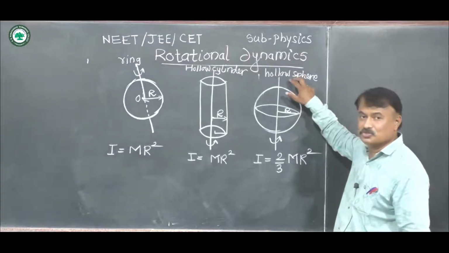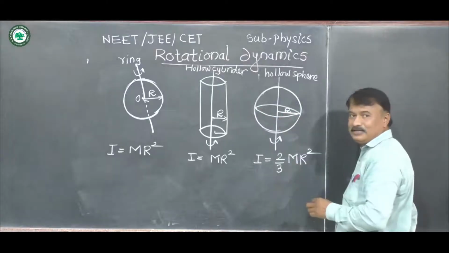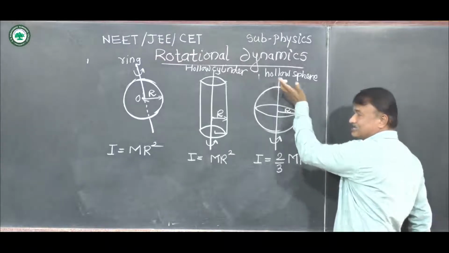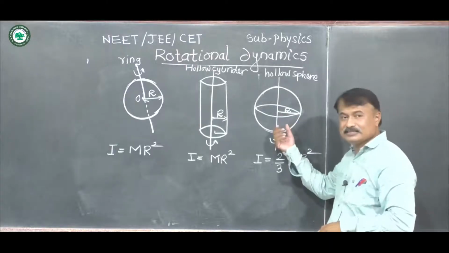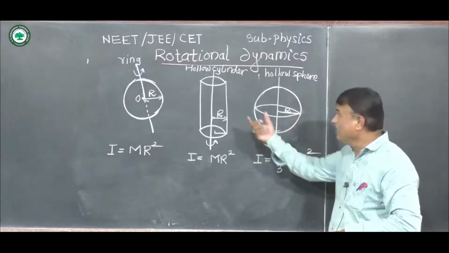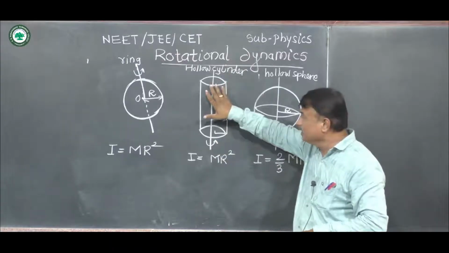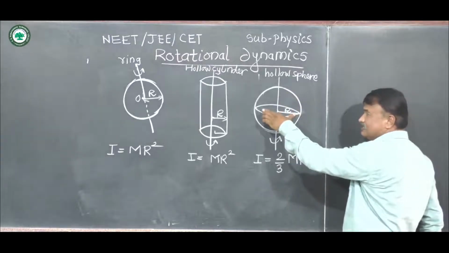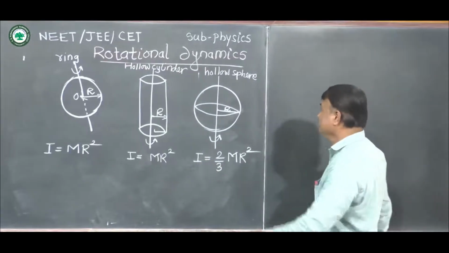Here we consider a hollow sphere. At the center, the ring has radius capital R. When we go in the upward direction, the radius continuously decreases. In the downward direction also the radius decreases. So here we consider thin rings of different radius, and in the case of a hollow cylinder, we consider thin rings of the same radius. In that case the radius remains the same, and here the radius goes on decreasing. The central radius is the maximum, and that's why its moment of inertia is 2 by 3 MR square.